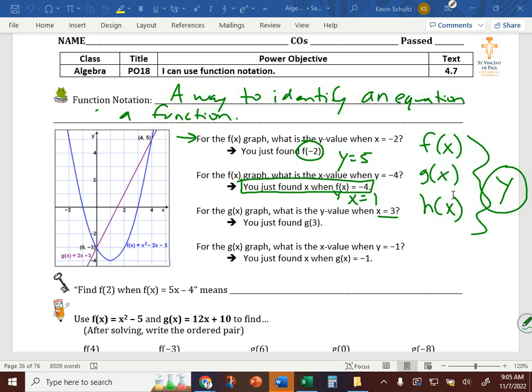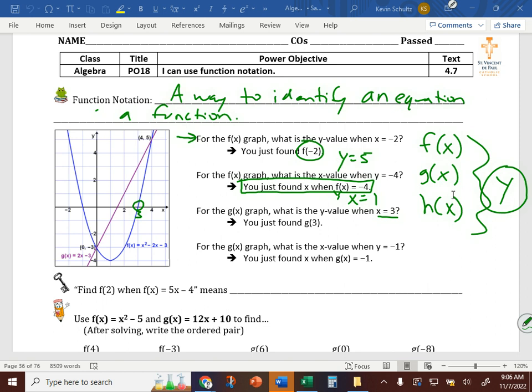Chase? 0? So on the g of x graph, which is the purple one here, we're looking for the x value of 3, which is right here, right? It's not marked, but it skips one. Do we agree that y equals 0 here? No. Why not? Chase, why is it not 0?